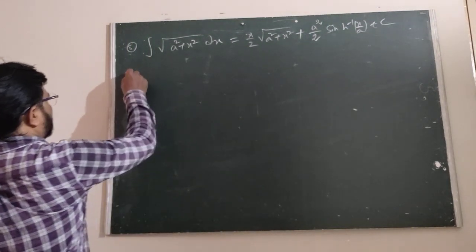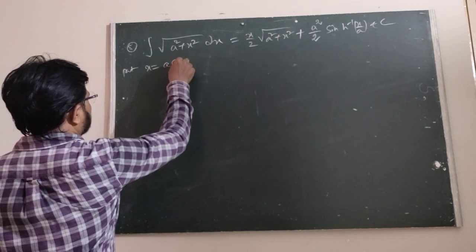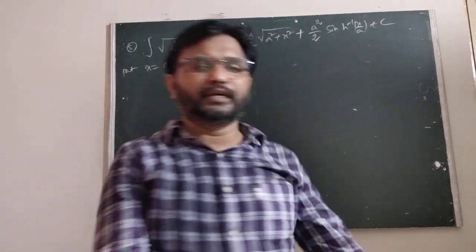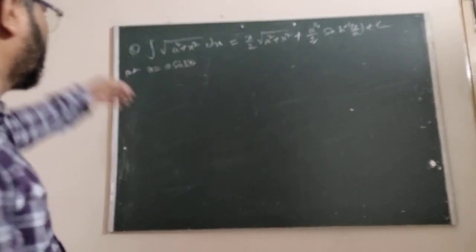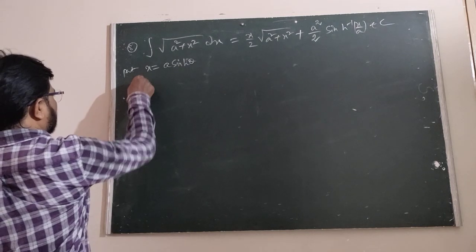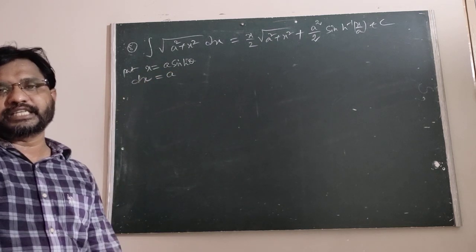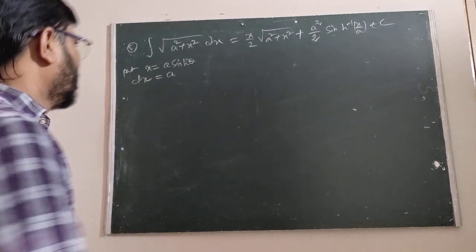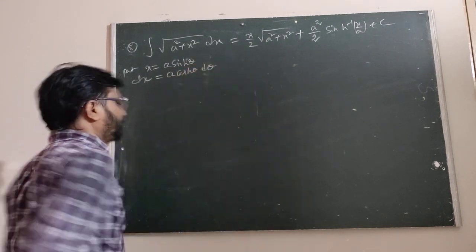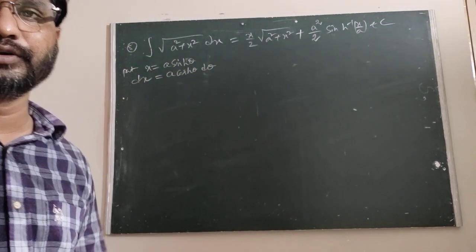Now we take a suitable substitution, x equal to a sinh theta. Now differentiation. The derivative of x is dx. The derivative of sinh theta is cosh theta, so dx is a cosh theta d theta.